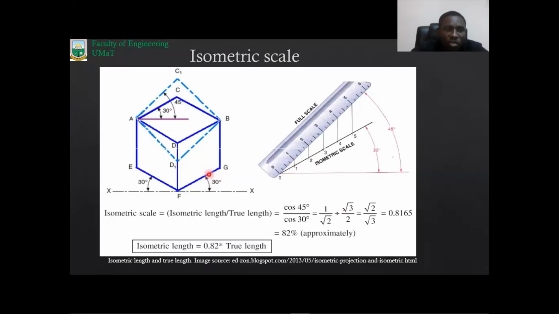So the part of the cube that is the true length is from point A to point B. That is the true length. But from C to D is not a true length. It's not a true length.